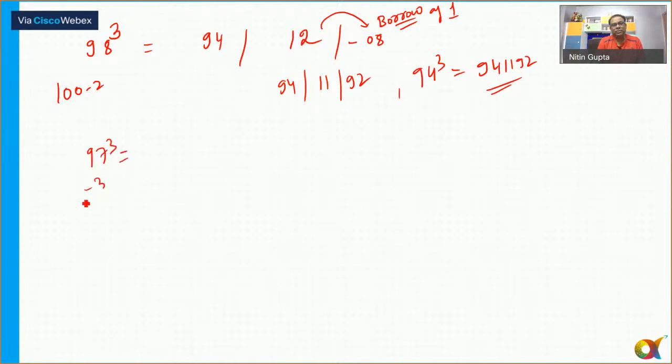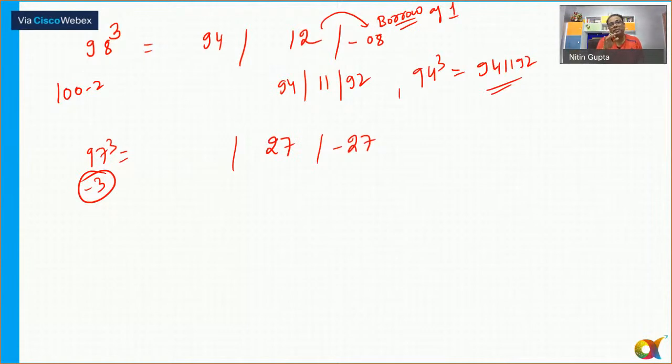So deficit of 3, minus 3. So I'll say minus 3 cube, it is minus 27. Middle part: minus 3 square is 9, 9 into 3 is 27. And the first part is going to be what?